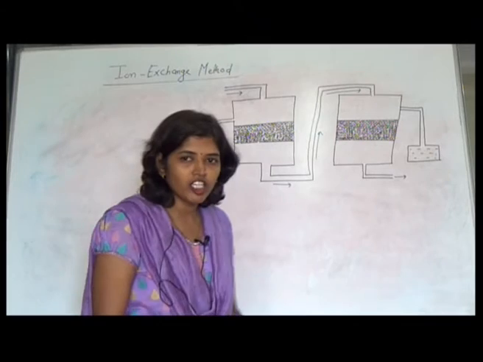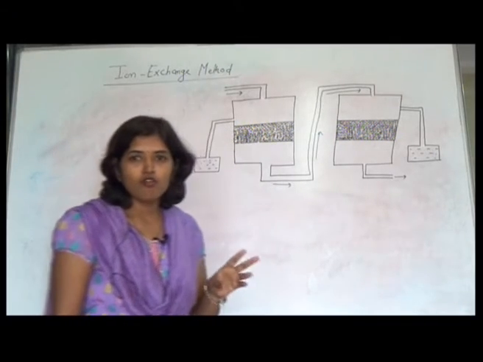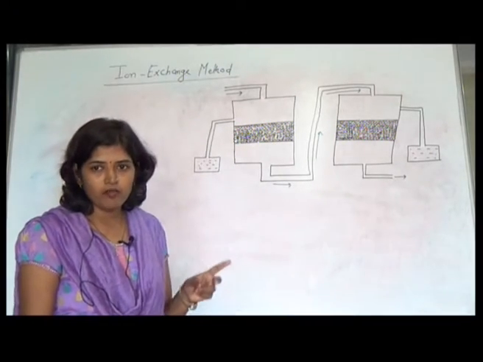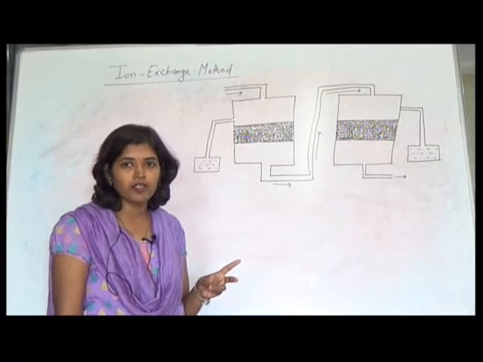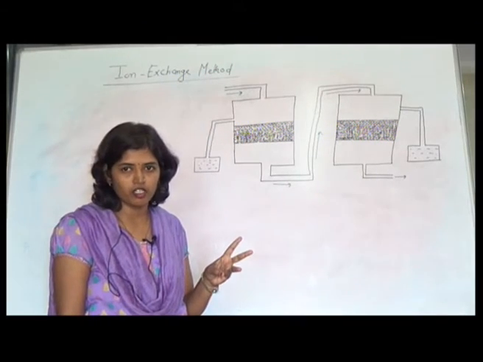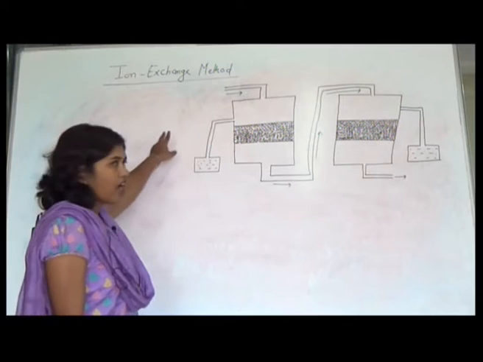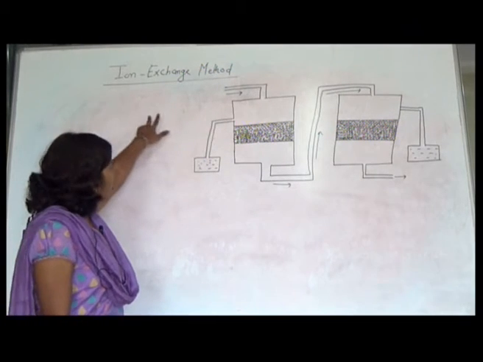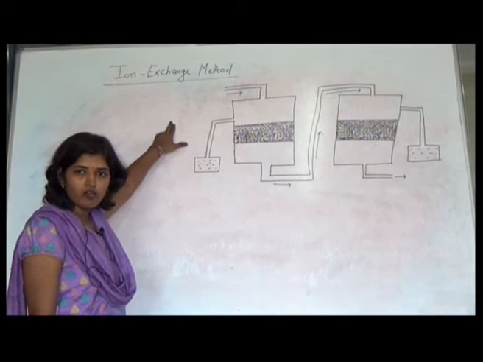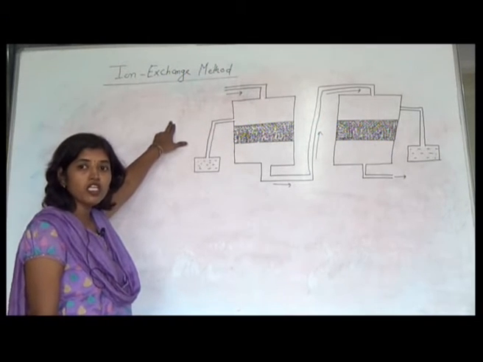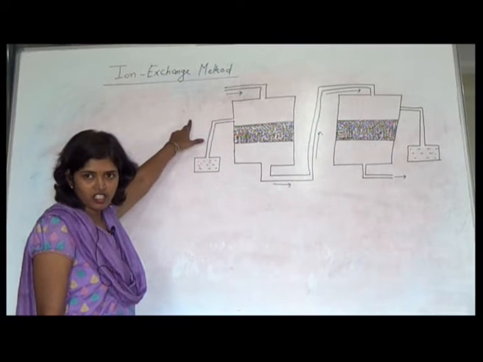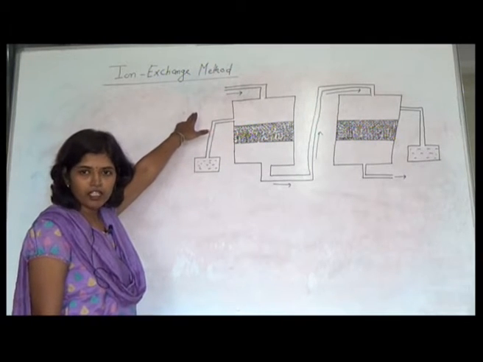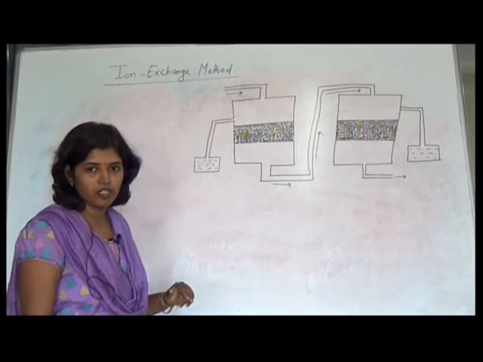Actually, there are three mostly used methods for softening. One is the lime soda method, the second is the zeolite method, and the third is the ion exchange method. So let us see the ion exchange method. What do you mean by this method? Here the hard water is softened by using ion exchange resin. So that's why the method is called the ion exchange method.